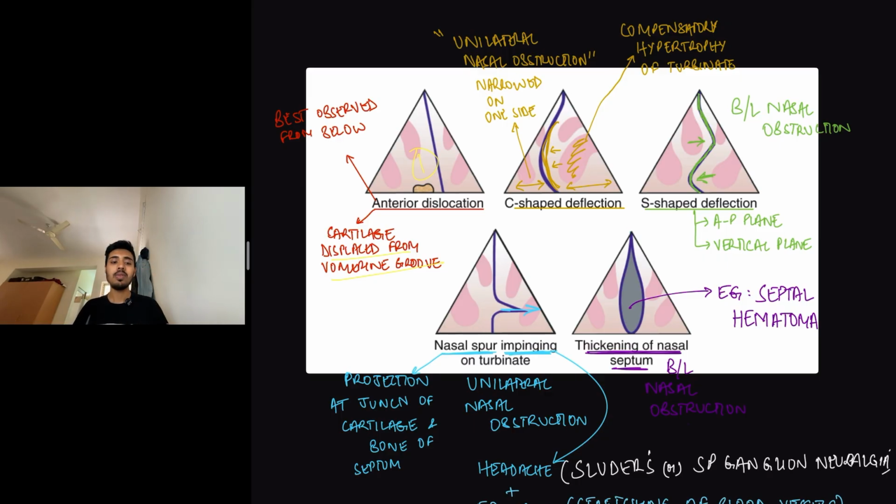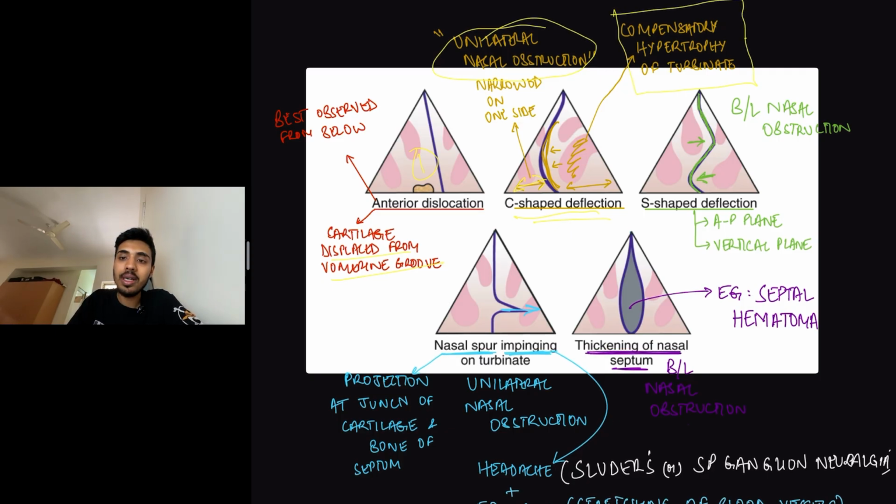That is one thing. Second thing is C-shaped deviation. Whenever we think of DNS, we always think of C-shaped DNS. In C-shaped DNS, you have unilateral nasal obstruction because the septum, which is normally straight, is deviated towards one side. So unilateral nasal obstruction. But one thing we have to remember is, because of narrowing of one side of the nasal cavity, the other side is very wide. In this wide cavity, there is compensatory hypertrophy of the turbinate. Very important. As you can see here, the turbinates are much bigger than what they are normally supposed to be.